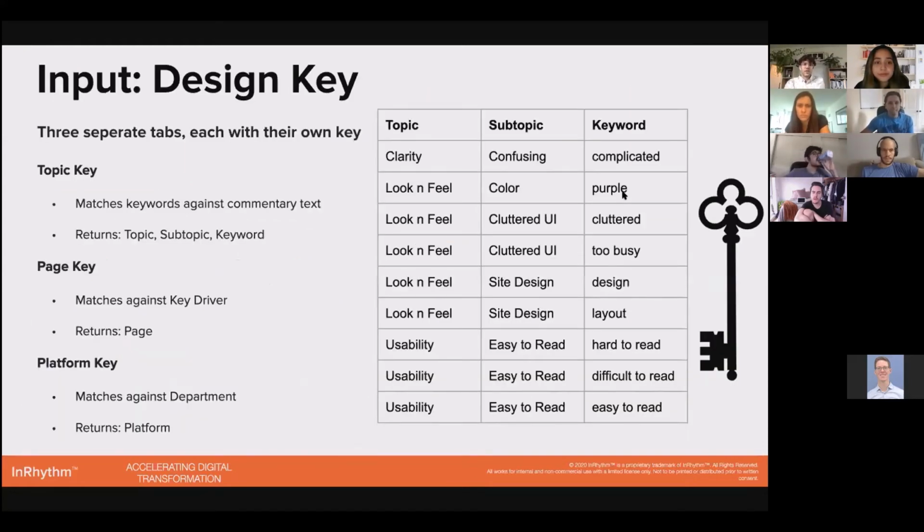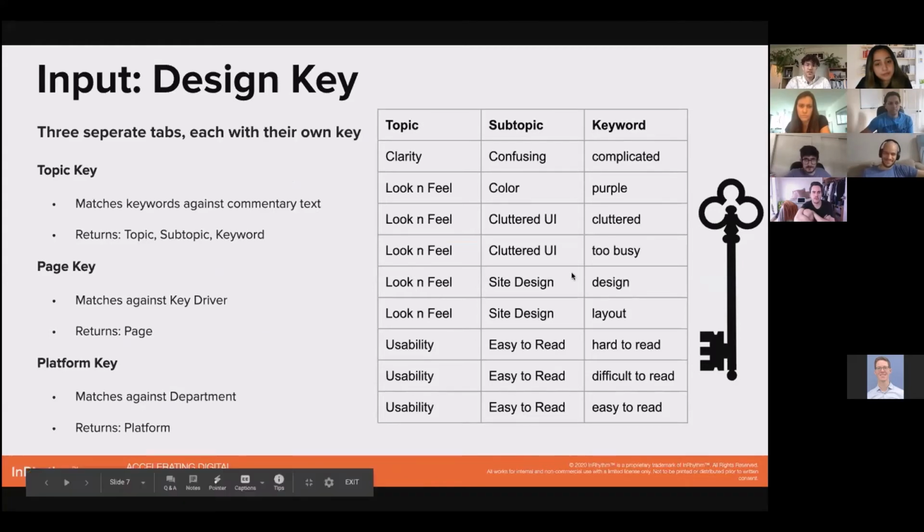Just a little more about the key. The key document is quite key, in fact, to this whole process. These are really dimension tables, if you're familiar with any star schema terminology. And so it's one Excel doc with 3 tabs: topic key, page key, platform key. This is just a small sample of what the topic key looks like.